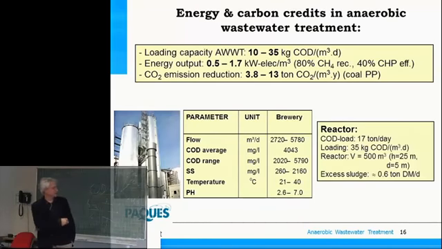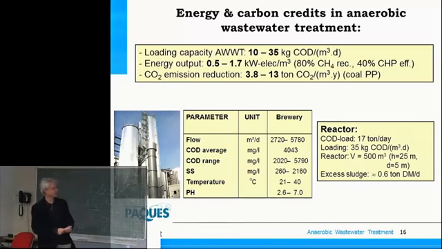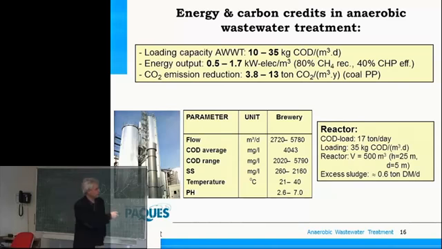Now, this is a real case example. This is a beer brewer. A beer brewer has a very variable flow. Concentrations are much higher than domestic sewage. Domestic sewage is about 400, 500 milligrams COD on average. Here we're talking about 4 grams. Composition fluctuates, temperature fluctuates, pH fluctuates. For modern technologies, the loading capacities of anaerobic wastewater treatment are up to 35. The energy output is 0.5 to 1.7 kilowatt hour per cubic meter of reactor volume installed. And since you're producing renewable energy, you have a CO2 emission reduction.